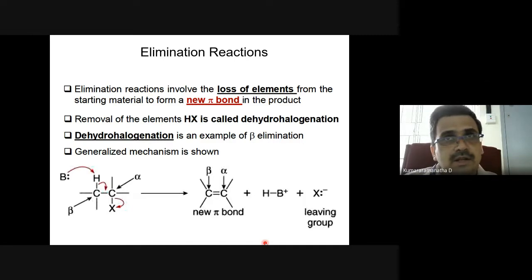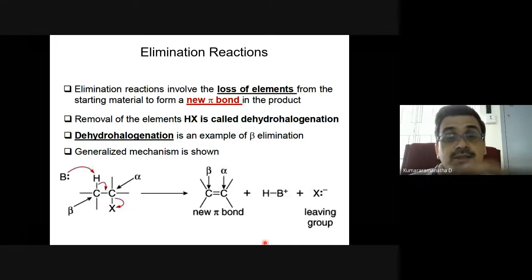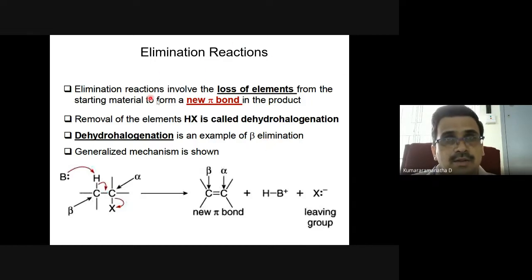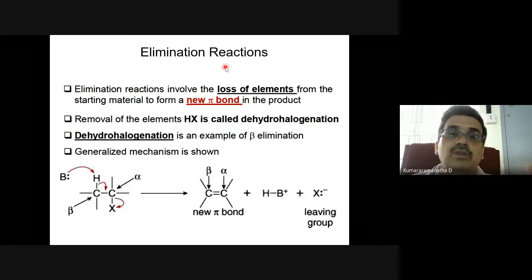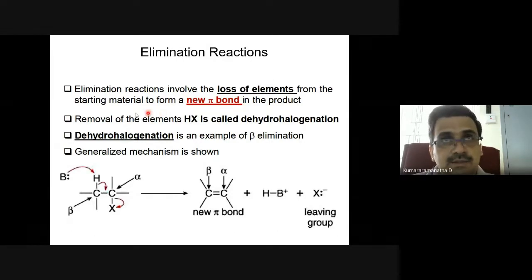Okay, for your syllabus, you have very limited, but I would like you to understand several aspects in elimination reactions. So again, all of you pay attention to this. We are looking at elimination. The name itself indicates we are removing certain bonds of a molecule. So what happens if you have a saturated system, you are making it an unsaturated one. So elimination involves loss of elements from the substrate to form newer pi bonds.